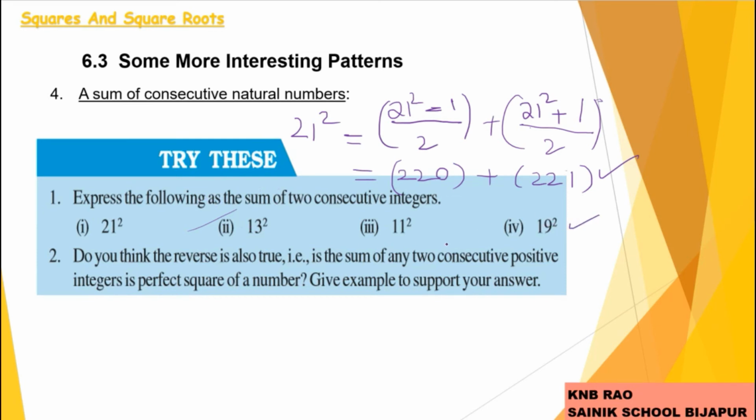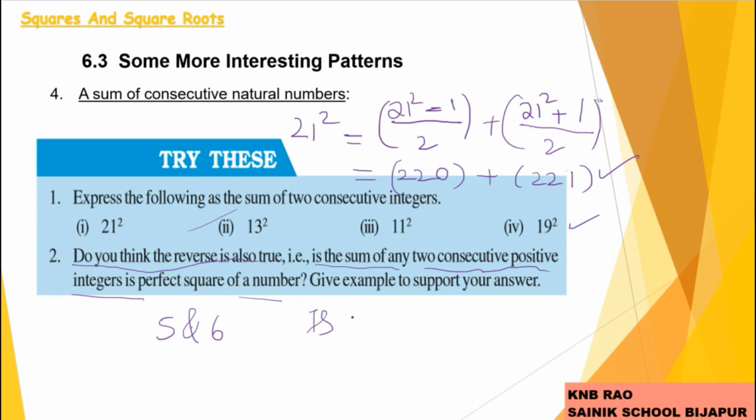That is your homework. Do you think the reverse is also true? That is, the sum of any two consecutive positive integers is a perfect square number. Is it true? I have taken 5 and 6 as two consecutive positive integers or consecutive natural numbers.